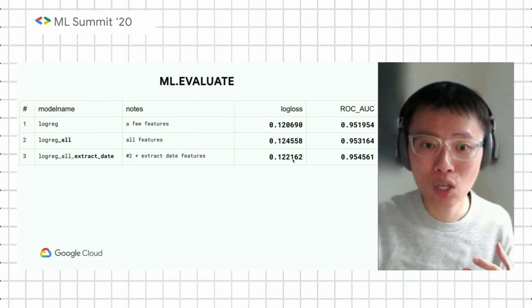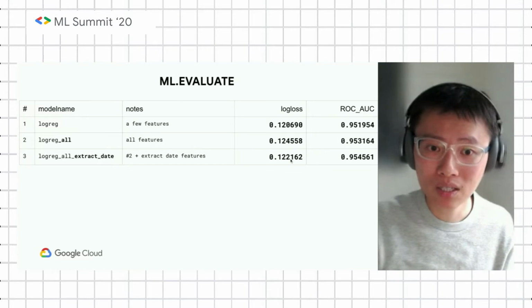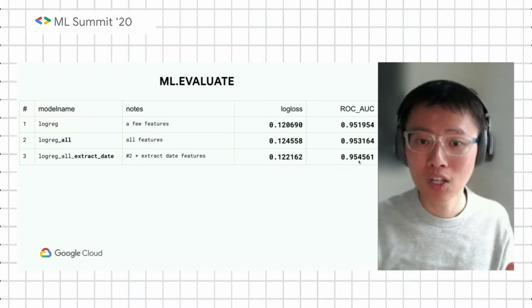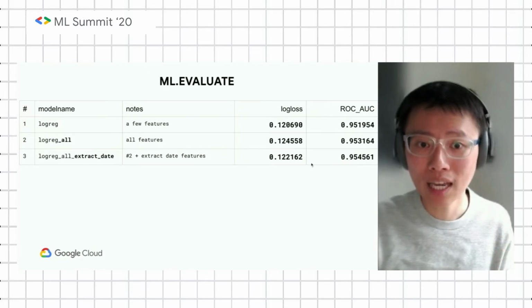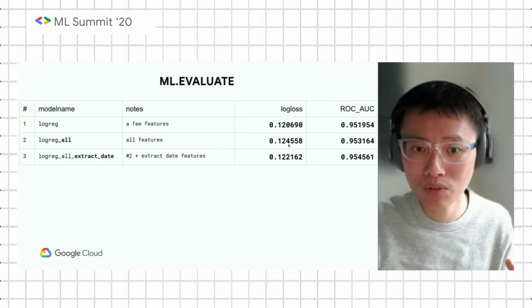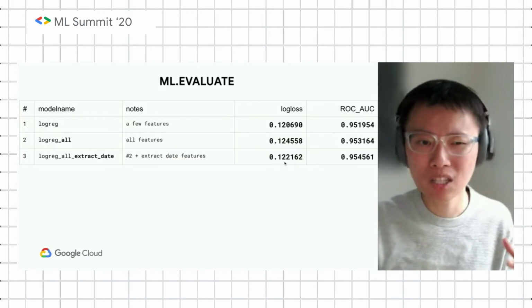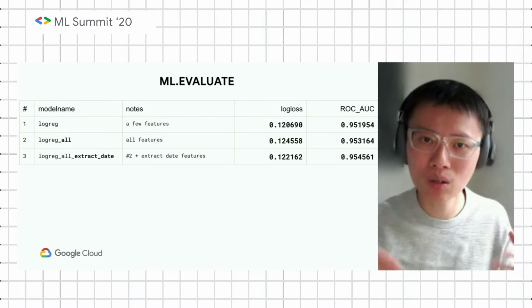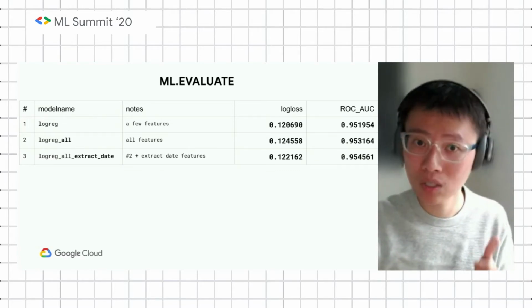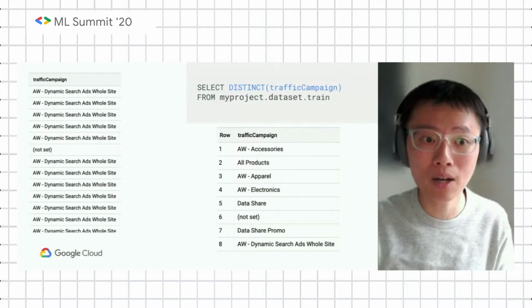And what we see here is we've now been able to decrease our log loss, and we've now boosted our ROC AUC. So ROC AUC increased, which is a good thing, and log loss has decreased from the second model, from 0.124 to 0.122, but it's still not that low. So there's still room to improve. But at least ROC AUC has increased. So we seem to be going in a positive direction.